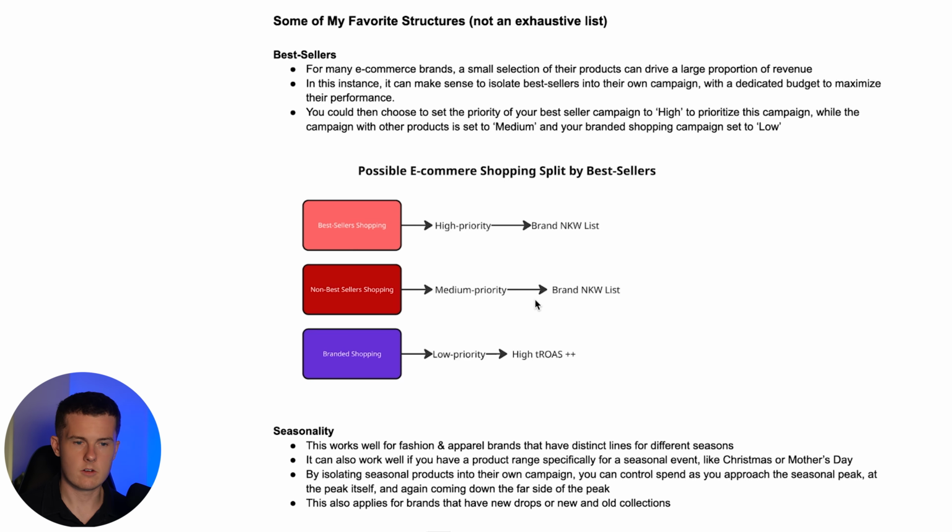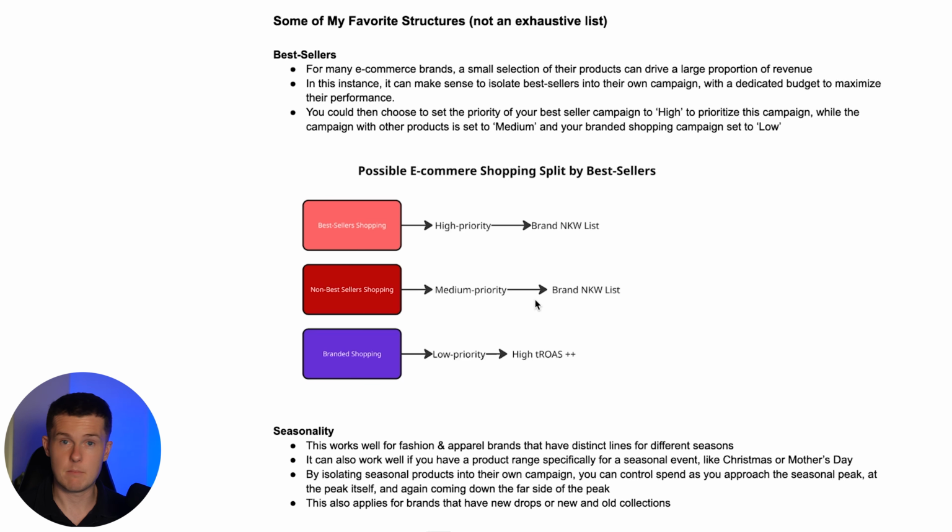So, the bestsellers approach. For a lot of e-commerce brands, a small selection of your products will drive a really high amount of revenue. A lot of times it's 20% of your products driving 80% of your revenue. Sometimes it's more, sometimes it's less. In that instance, it's really important that those 20% of products are getting adequate budget. So one way that you can ensure they're getting adequate budget and that they are getting prioritized is by isolating them into their own bestsellers campaign.